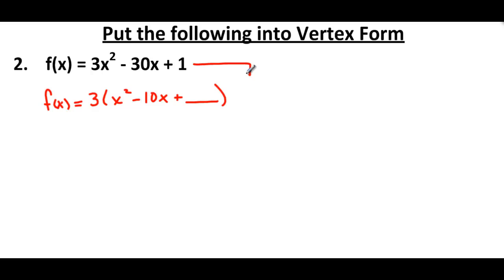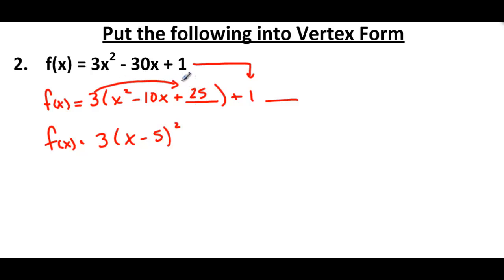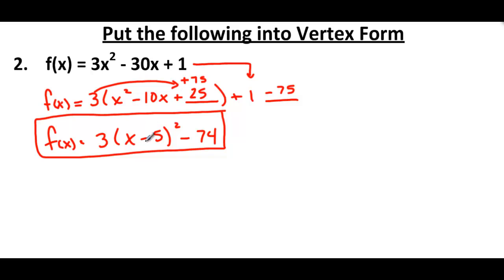And then I'm going to move this 1 all the way to the outside, and again put a blank. For my last step, I'm going to have my 3 times x, half of negative 10 is negative 5, quantity squared. But remember, I have to complete the square, because this didn't exist unless there was a 25 here. But again, this isn't really a 25, it's really a positive 75. So if I add 75 to a problem, I have to subtract 75. 1 minus 75 is negative 74. And this is my vertex form. This would have a vertex of positive 5, negative 74.